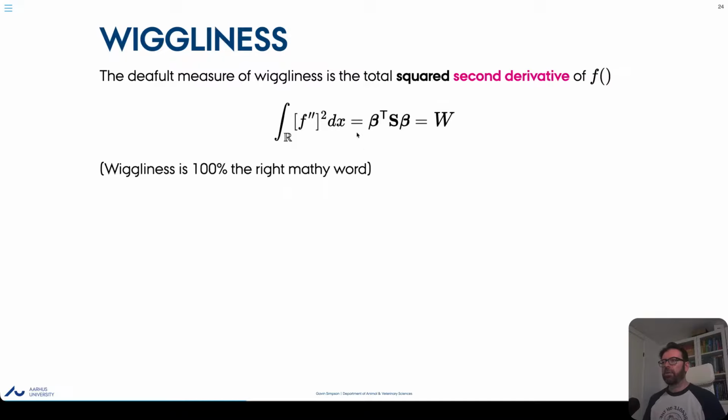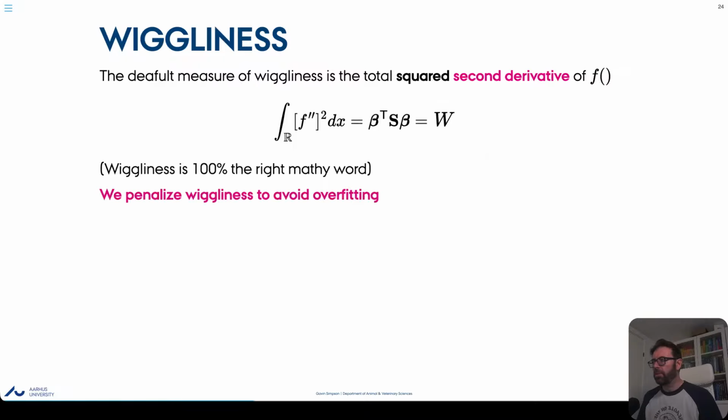That integral turns out to be computable from our coefficients in some matrix multiplication here, multiplied by this smoothing penalty matrix, S. And S is just given to us automatically. So really we have our penalty in terms of our coefficients. And we'll just simplify that to W because that's wiggliness, and that's the right mathy word to use. So we want to penalize wiggliness to avoid overfitting, and that's the key thing here. We don't want to overfit, so we're going to include a penalty against excessive wiggliness.